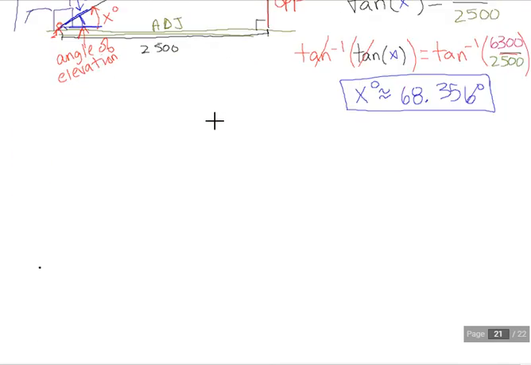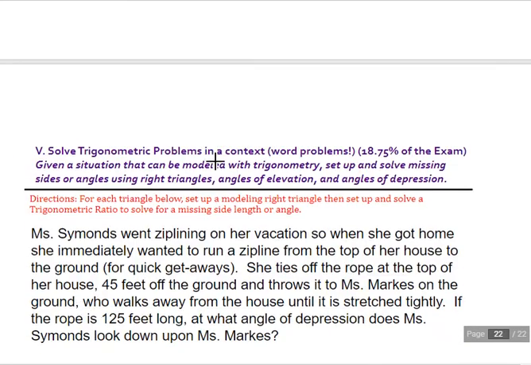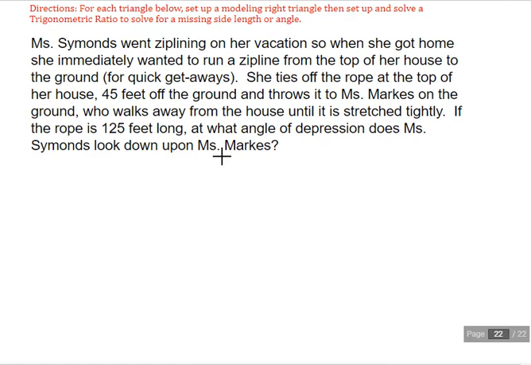Okay, Miss Simmons went ziplining on that vacation that she and Miss Marcus just took. So when she got home, she immediately wanted to run a zip line from the top of her house to the ground, probably for quick getaways, because you always need that. Zombies, you know. So she ties the rope off at the top of her house, 45 feet off the ground, and throws it to Miss Marcus on the ground, who walks away from the house until it is stretched very tightly. If the rope is 125 feet long, what angle of depression does Miss Simmons look down upon Miss Marcus?